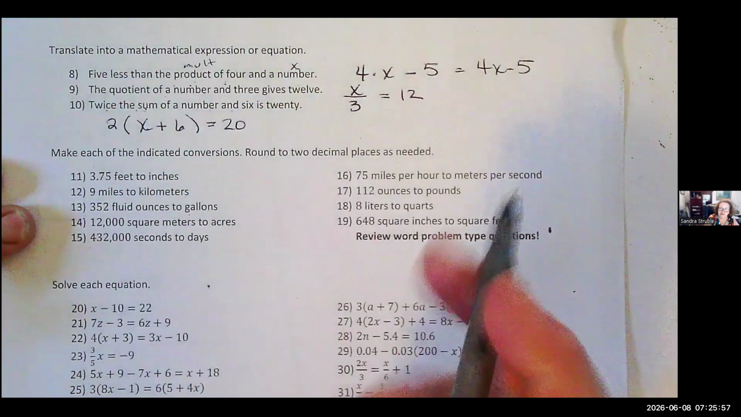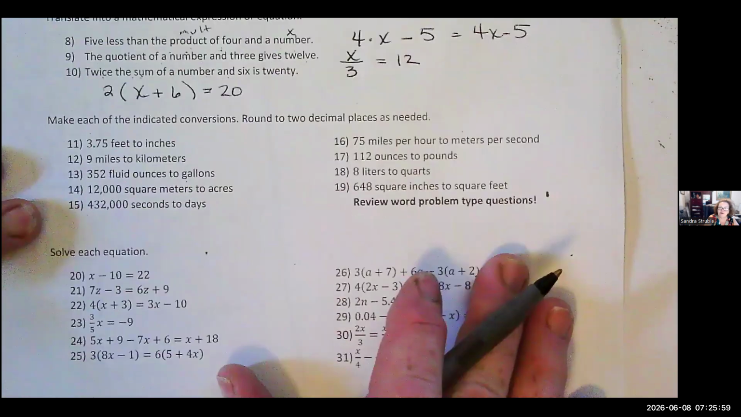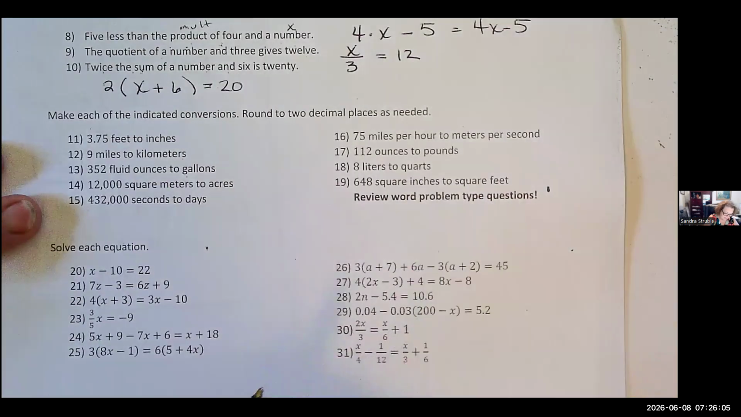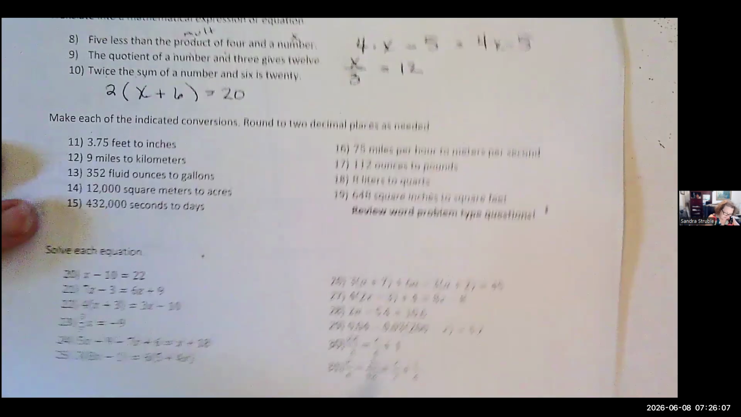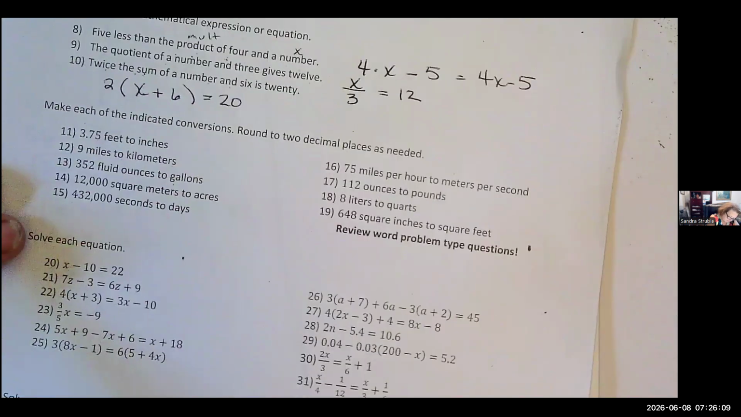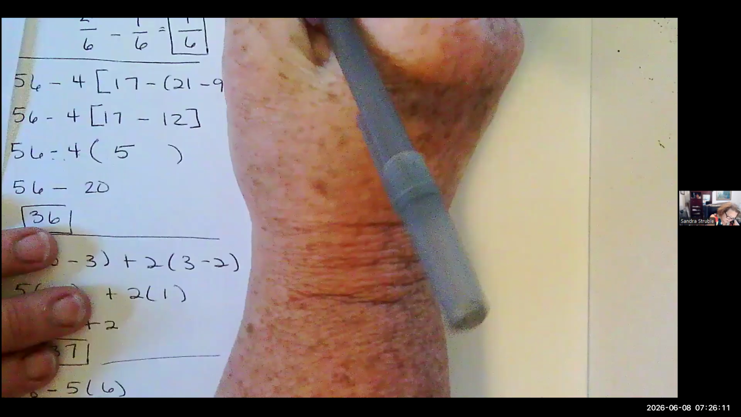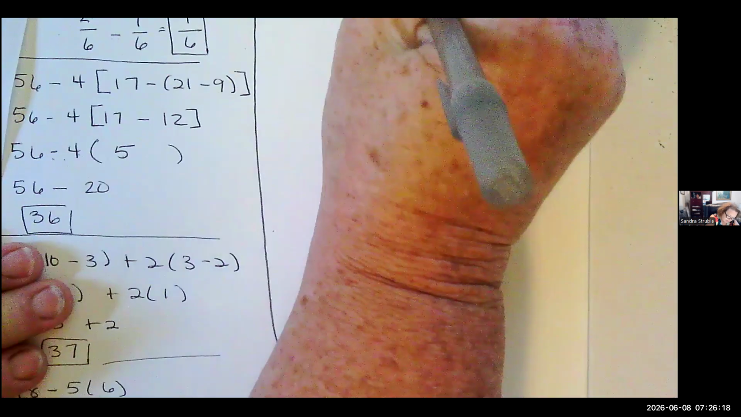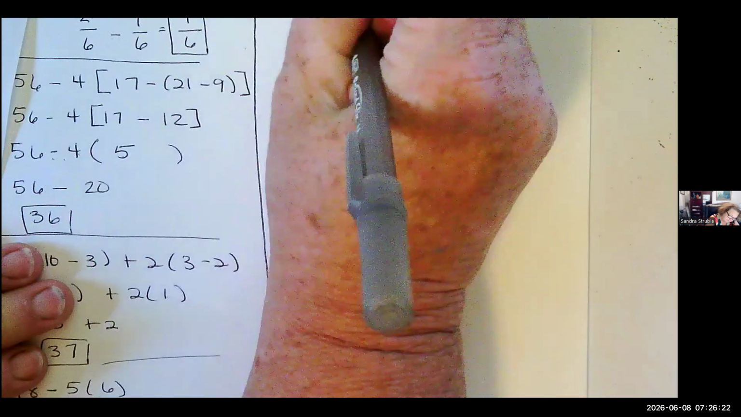Make each of the indicated conversions, rounding to 2 decimal places as needed. All right, this one I'm going to move back to my paper. 3.75 feet to inches. This is number 11. Well, you need to know the conversion that 12 inches is equal to 1 foot, and that's all you need.